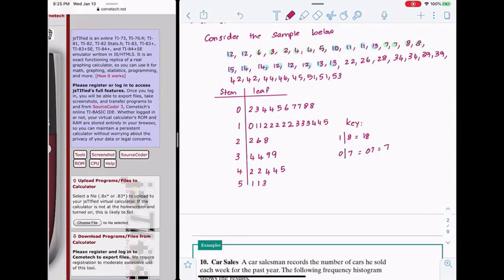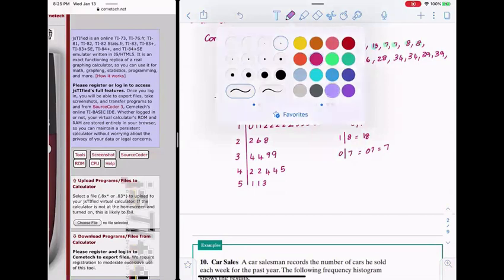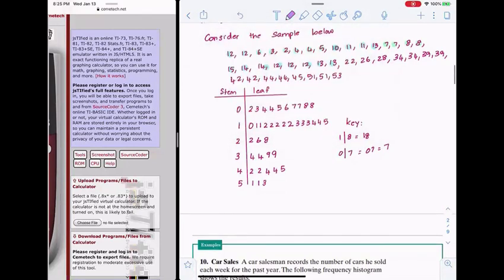So all I did is I took the data, I defined a key, and put it as a stem and leaf plot. And do we see a shape here? If you sort of tilt your head and look at it from the side, you would actually see a shape of this sort.